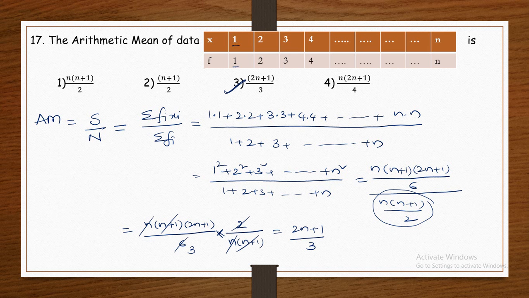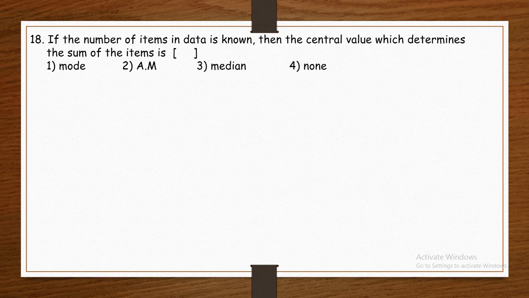Next, moving on to question number 18. If the number of items in the data is known, that means the n value is known, then the central value which determines the sum of the items is... So what we can say, sum of items is nothing but arithmetic mean only, no? So already we know the formula, right?